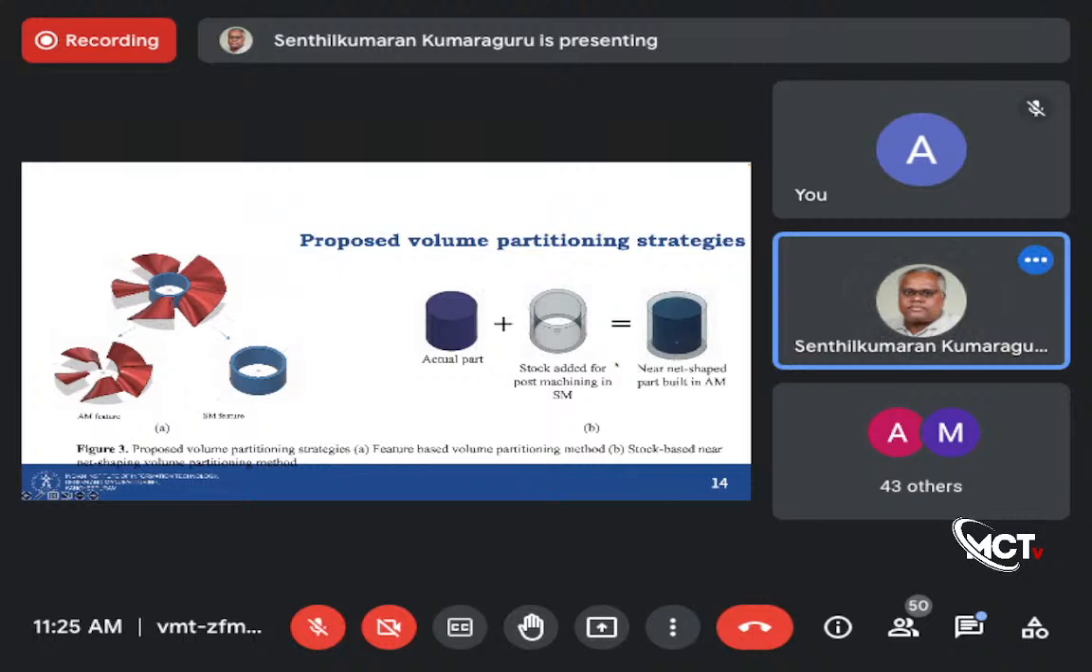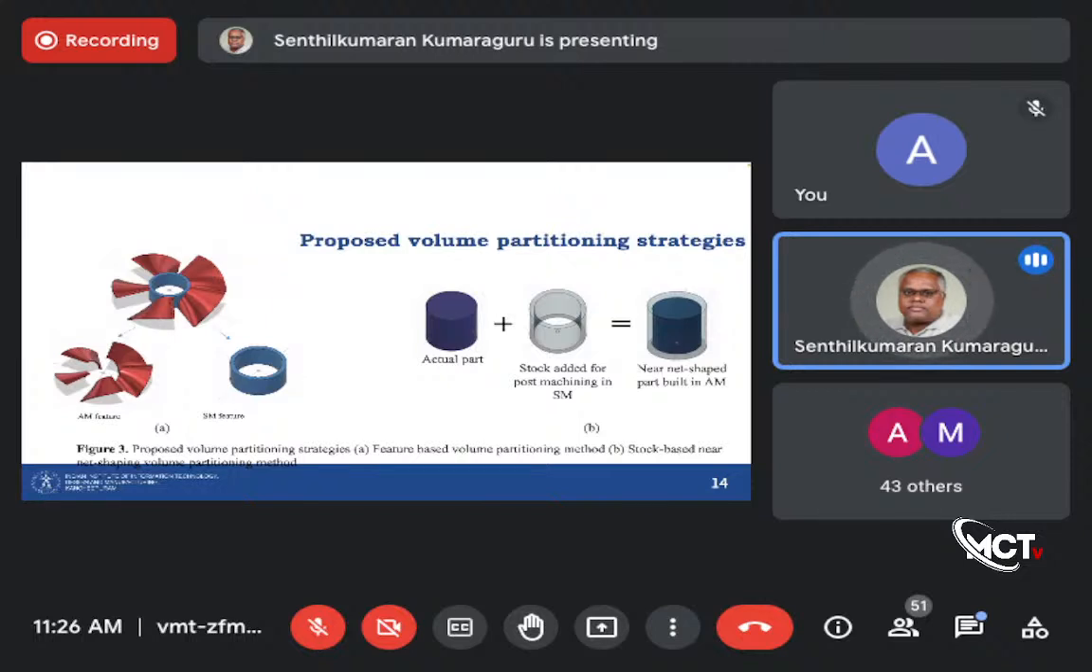This is the second method, which is typically what people have been doing for quite a long time. You have an actual part, and you are trying to reduce the buy-to-fly ratio, to avoid taking a large stock and then using only 10% of the total volume. So I can just add a small 5 to 10% additional stock material around the part, get a near net shape part built in AM, and then machine it. I call this the stock-based near net shaping volume partitioning method. So in this talk, I'm going to compare these two different methods.